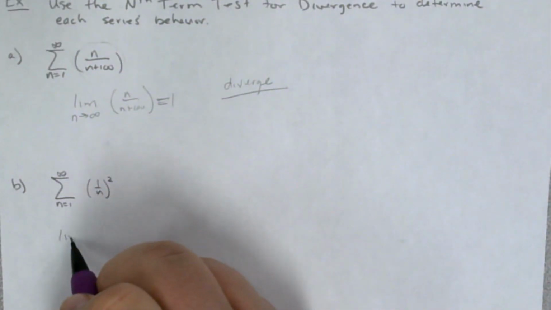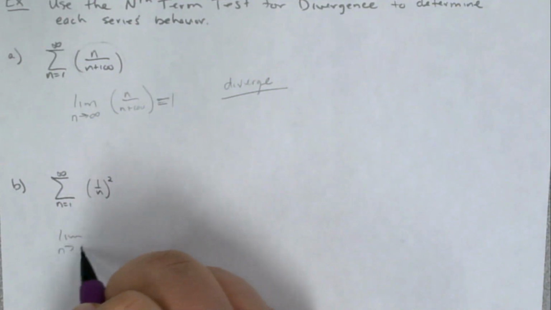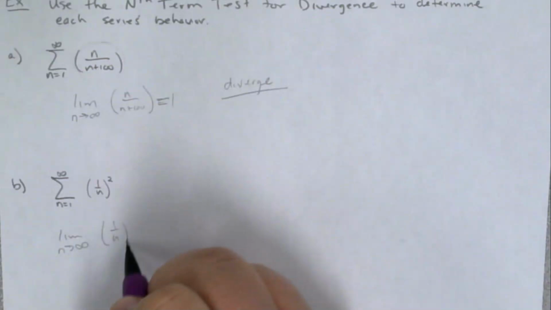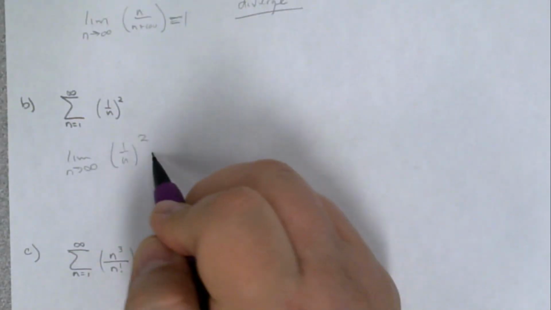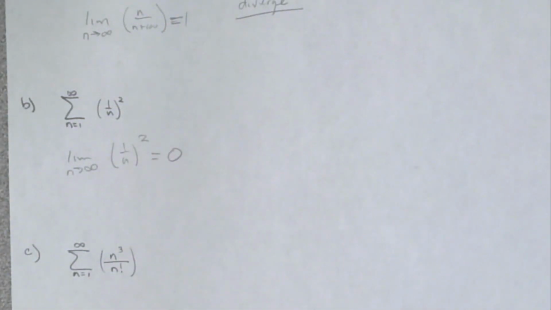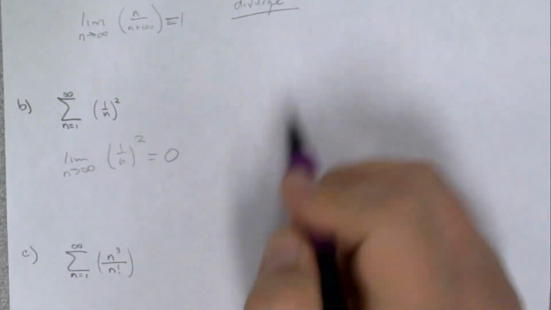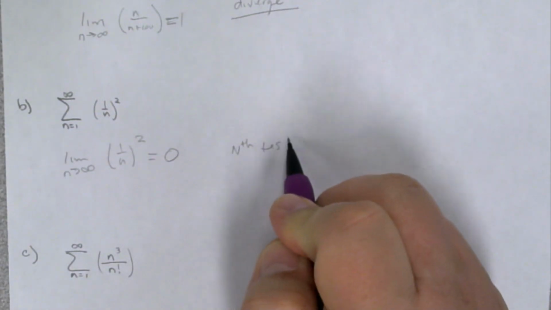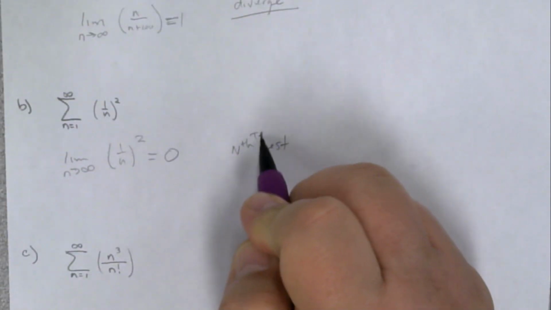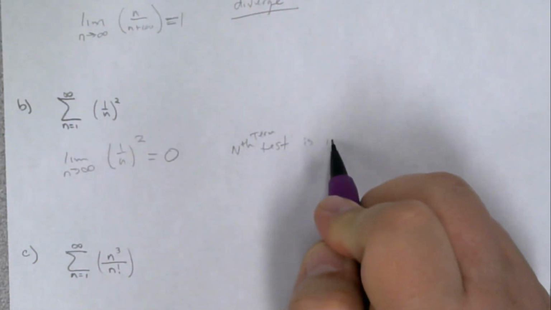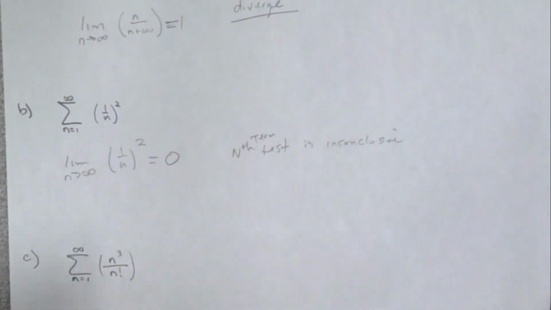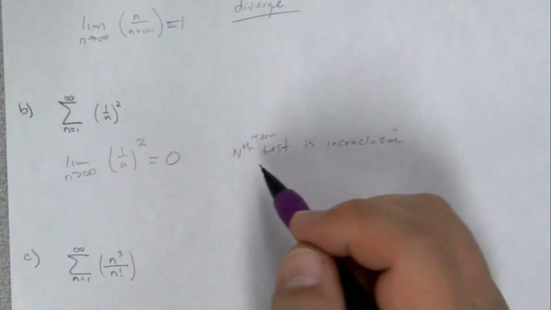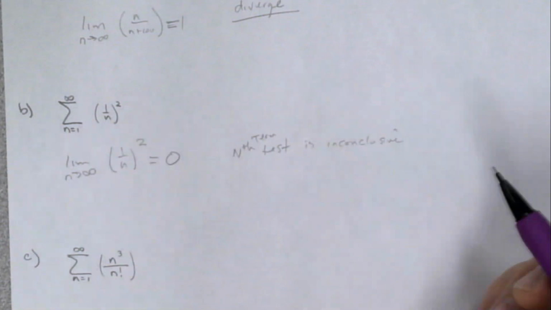Let's take a look at this one. So what is the limit as n goes to infinity of 1 over n squared? Well, as n goes to infinity, this quantity here goes to 0. And if it goes to 0, what do I know? This test is inconclusive. The nth term test, excuse me, is inconclusive. I can't tell. So I would have to use a different test to determine if this series converged or not.